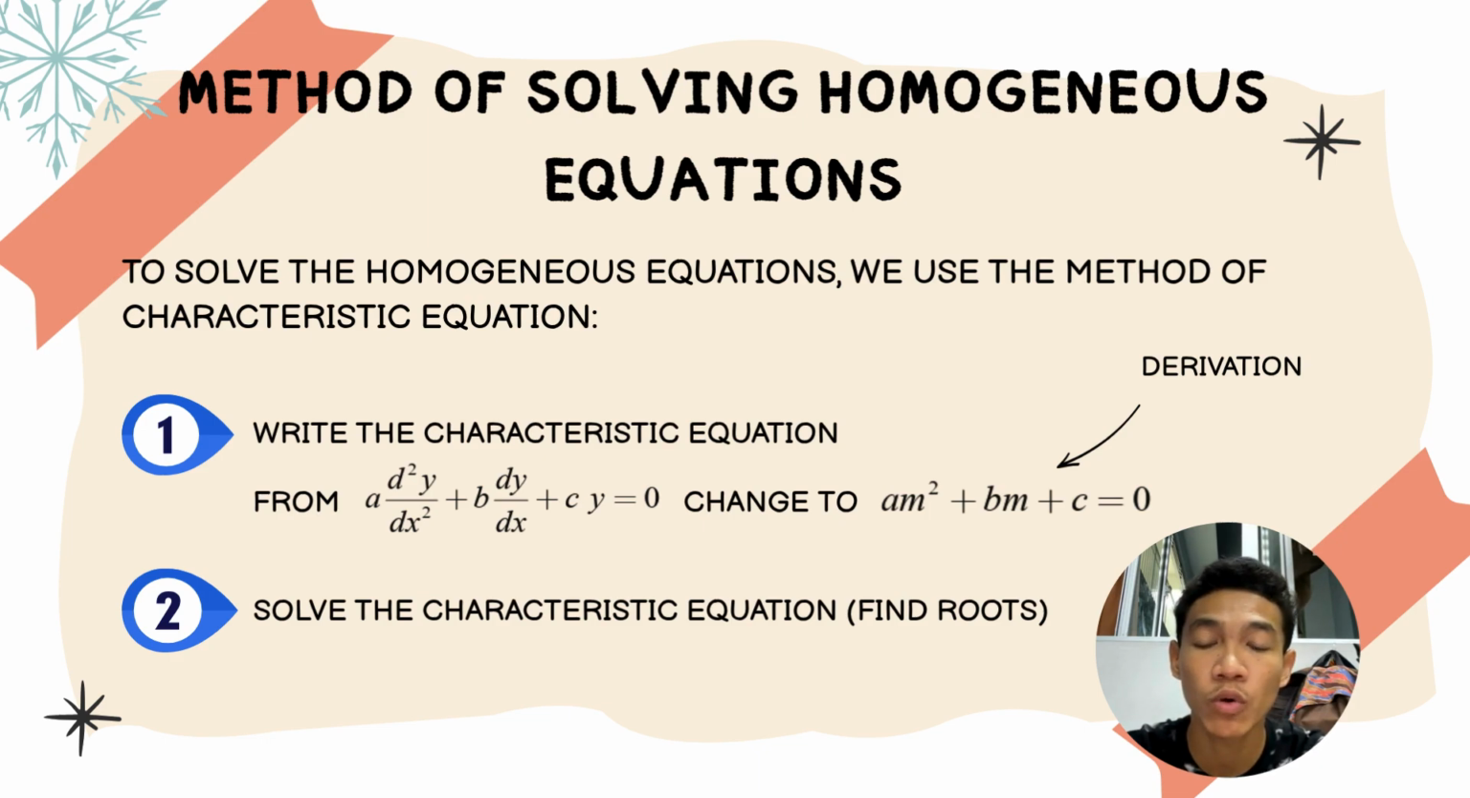equal to 0. For the second step, solve the characteristic equation to find its roots. These roots determine the form of the general solution, depending on whether the roots are distinct real roots, equal real roots, or complex roots. We use the corresponding solution formula.